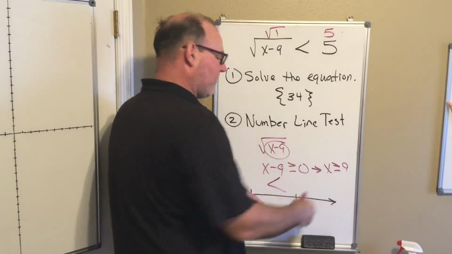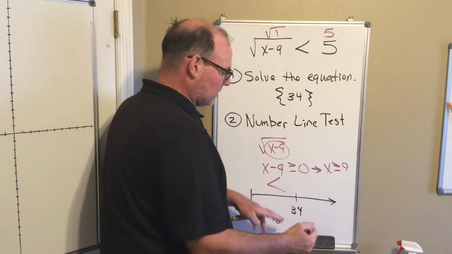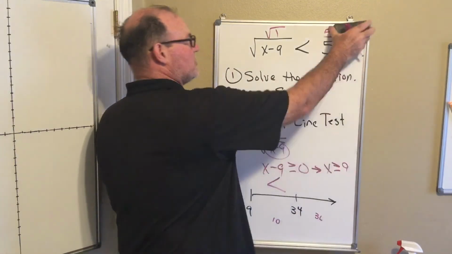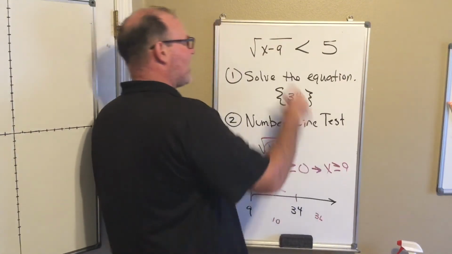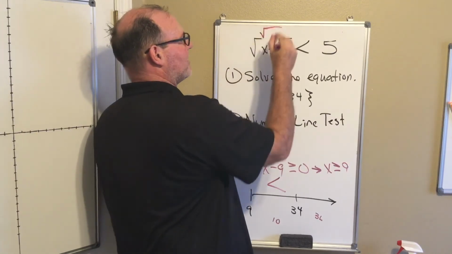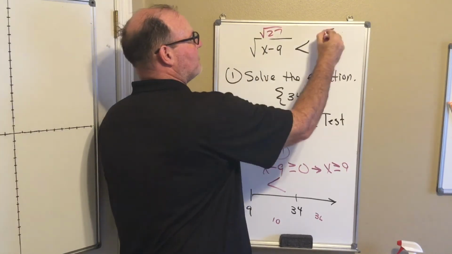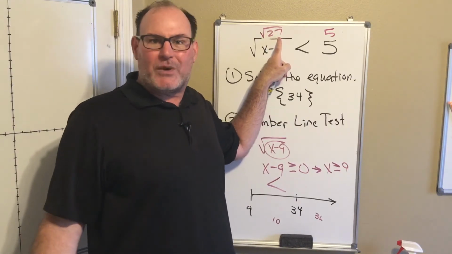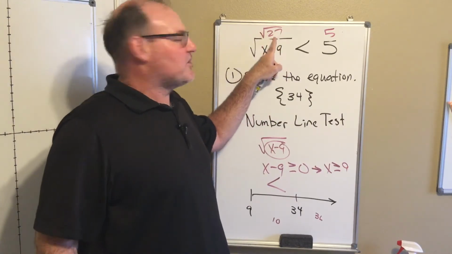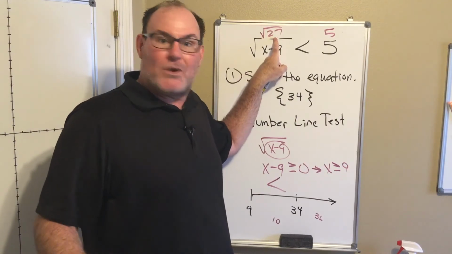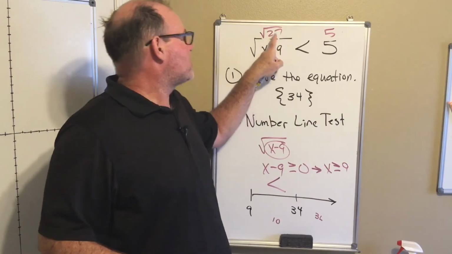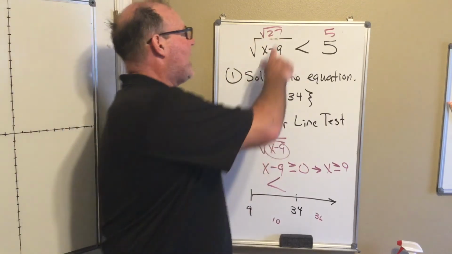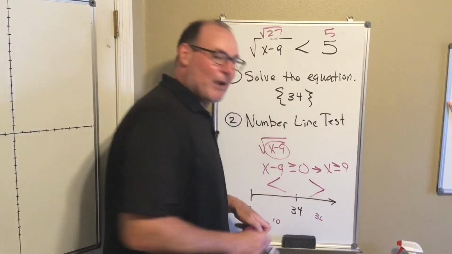And then from 34 on, I'm just going to pick a value like 36 or something. And so when I put 36 into the problem, I've got 36 minus 9, and I've got to think about that. That's 27 and 5. And you can pop that into your calculator. Square root of 27 is 5 point something. And the way I know that is the square root of 25 is 5. So since 27 is bigger than 25, the square root of 27 is bigger than the square root of 25. But use your calculator. And so this part of the interval is greater than.